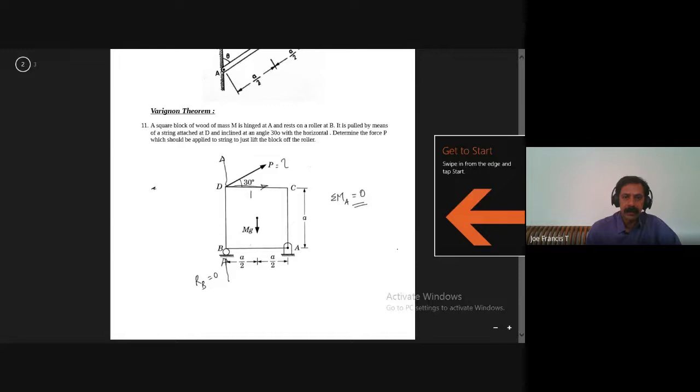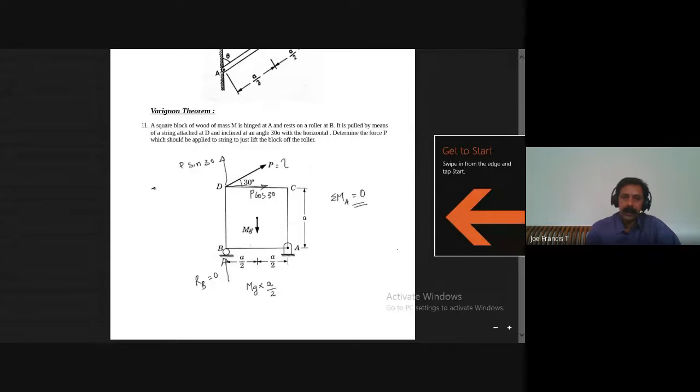This is P cos 30 and this is P sin 30. Take moments with respect to A. So how will you write this equation? Moment due to the weight is mg into A by 2.